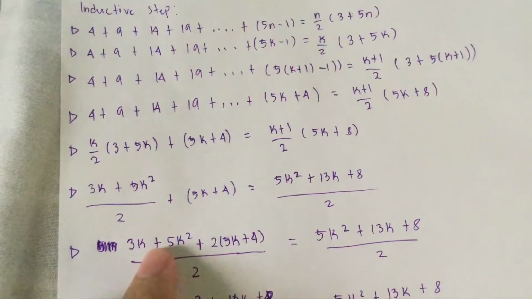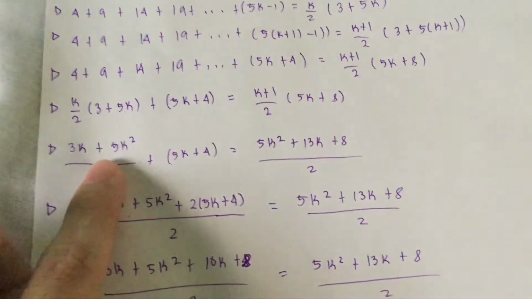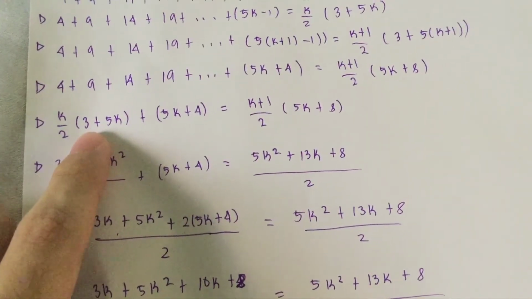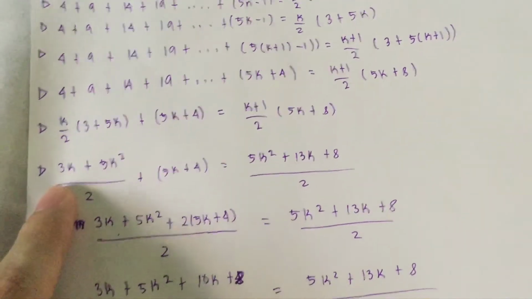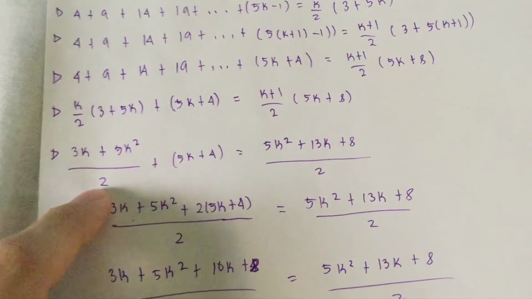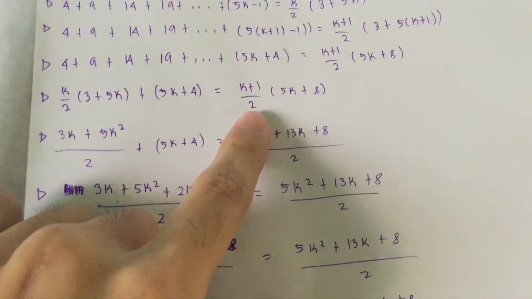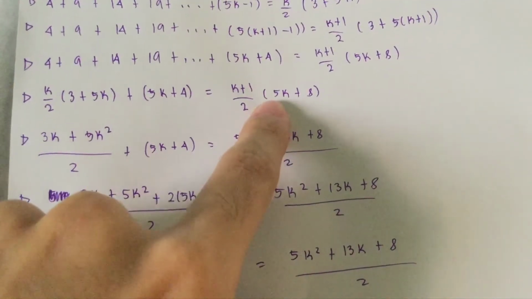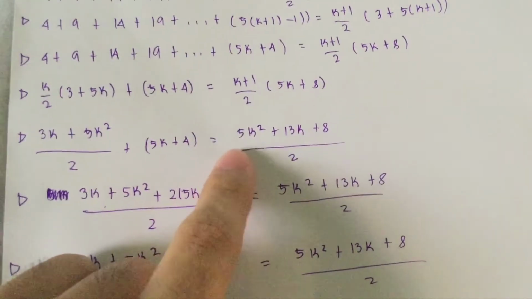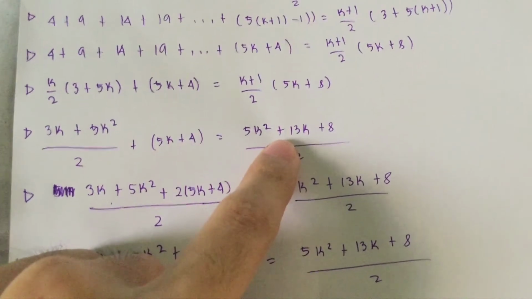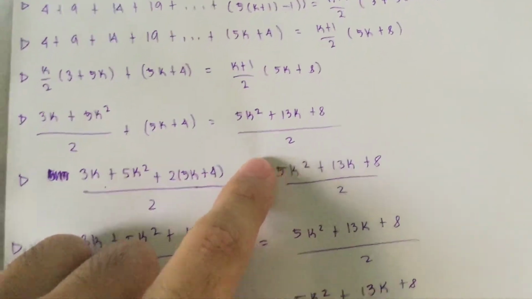Next is we have to combine the terms. So we have to multiply this term by k. And so we'll have 3k plus 5k squared over 2. Next, from this right side, we have to multiply 5k plus 8 to this term. And so we will have 5k squared plus 13k plus 8 over 2.